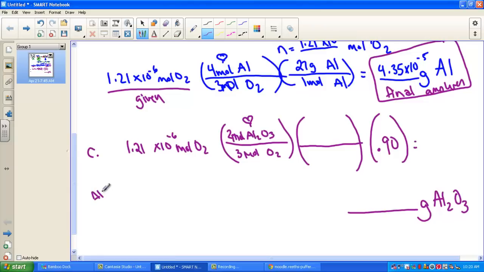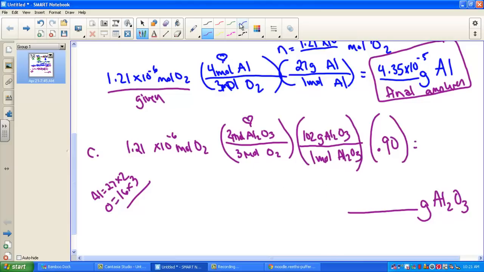I'll need a molar mass of Al2O3. So I'm doing a little margin work here. Aluminum is 27, and there are 2 of those in the formula. Oxygen is 16, and there are 3 of them in the formula. So I'm finding a molar mass here of 102 grams of aluminum oxide in every mole.